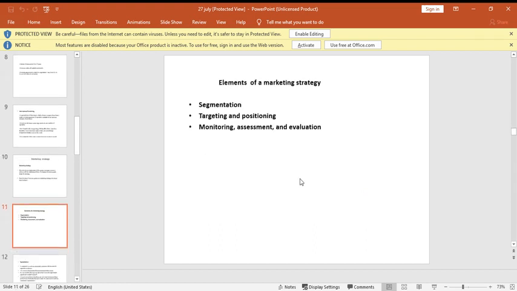Then, what are the elements of marketing strategy? That is segmentation, targeting and positioning, and the third one is monitoring, assessment, and evaluation. So these are the three elements of marketing strategy: segmentation, targeting and positioning, and monitoring, assessment, and evaluation.